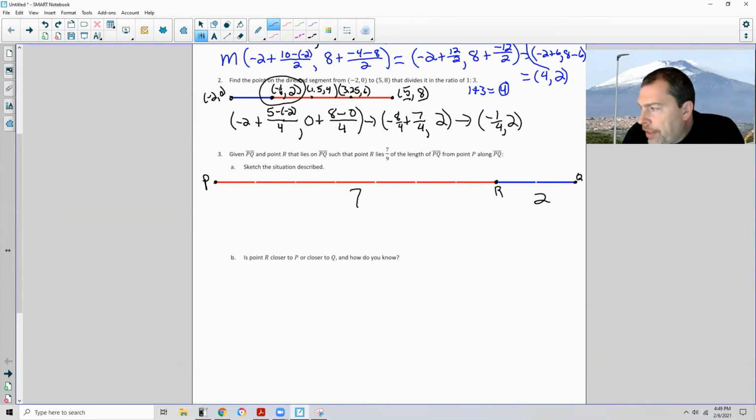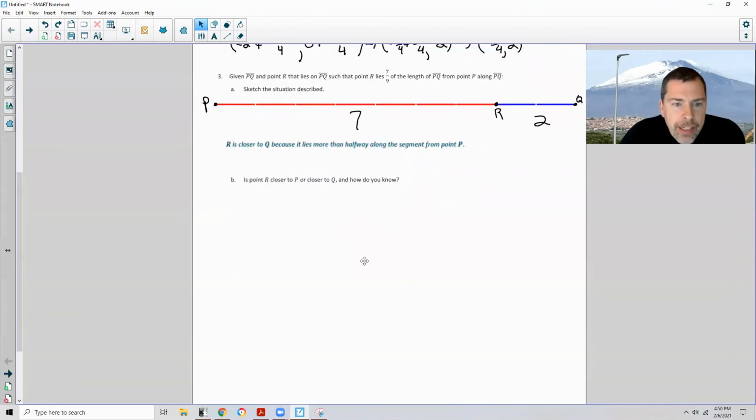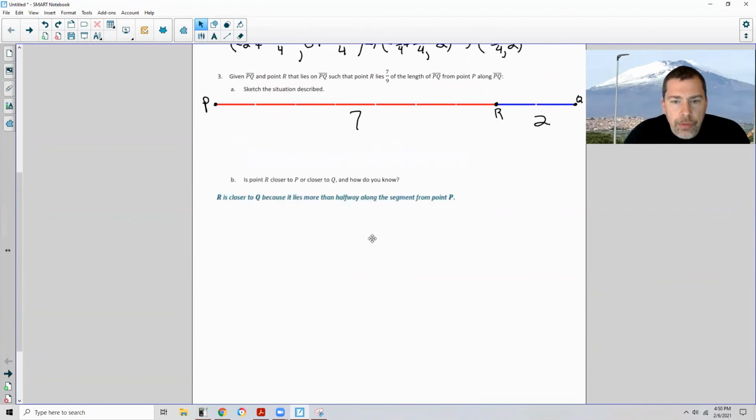So how would we say that? Here's how. Okay, R is closer to Q because it lies more than halfway along the segment from P. 7/9 is more than 1/2. It's a good way to put it. Okay, part B says, is point R closer to P or closer to Q? How do you know?